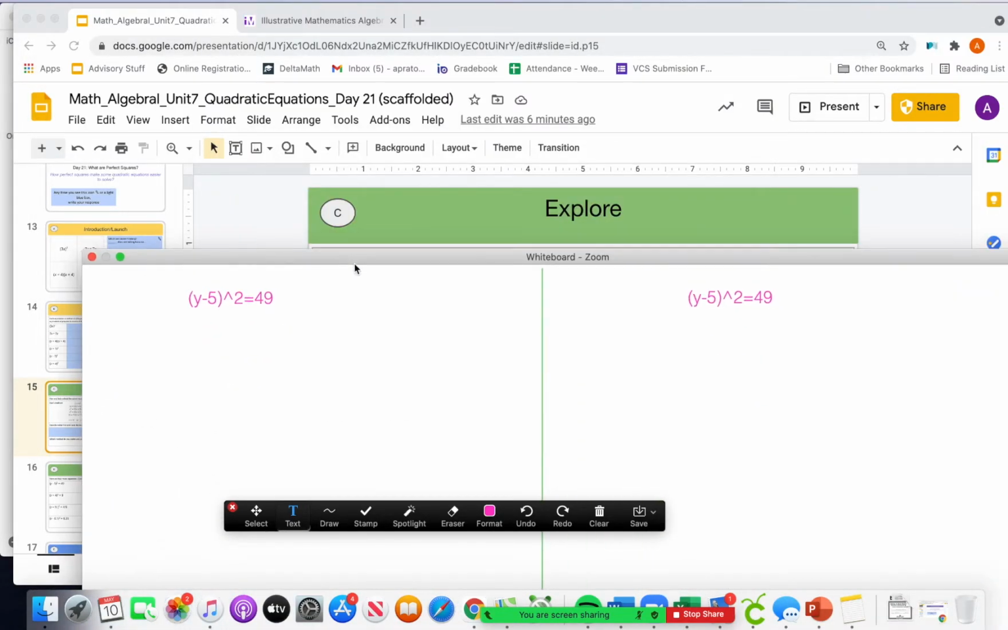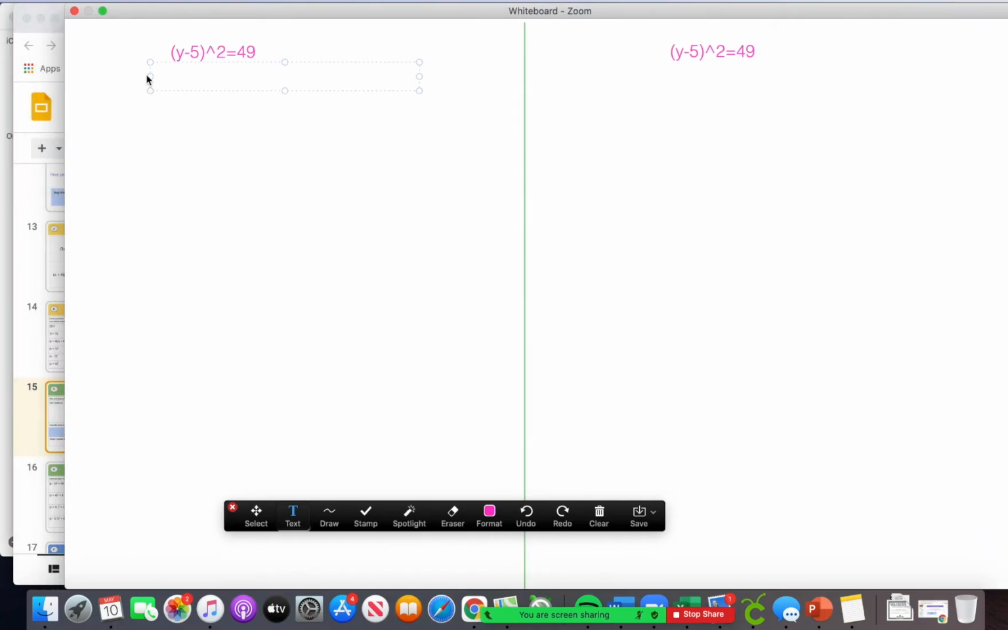Okay, so let's rewrite this. If it's y minus 5 to the second power, we know that's really just y minus 5 times y minus 5 equals 49. We can go ahead and use the distributive property to multiply this expression and rewrite it from factored form to standard form. Y times y is y to the second power. Y times negative 5 is negative 5y. Negative 5 times y is negative 5y, and negative 5 times negative 5 is a positive 25, and that equals 49. Now I'm going to combine like terms here.